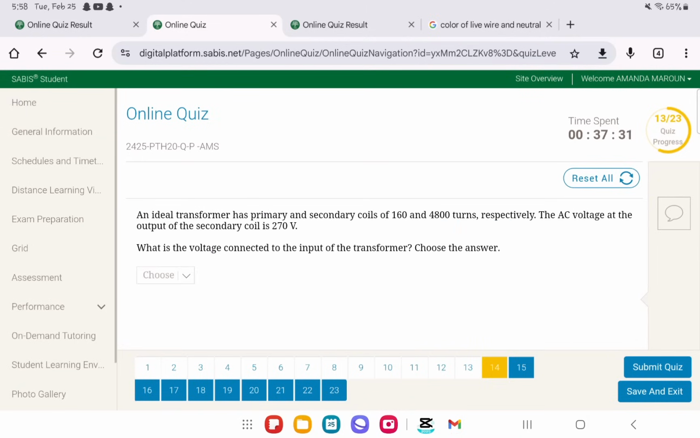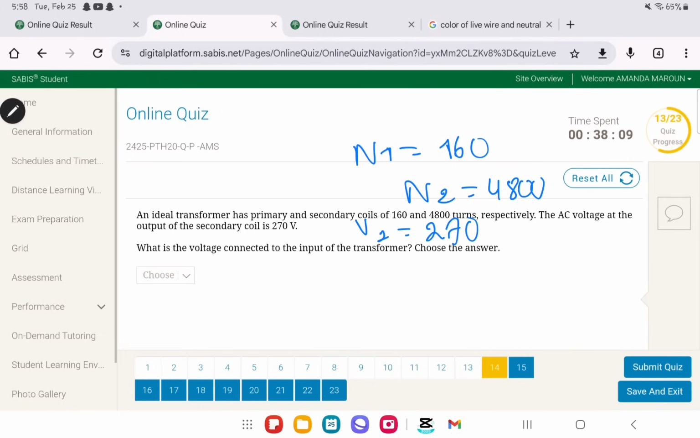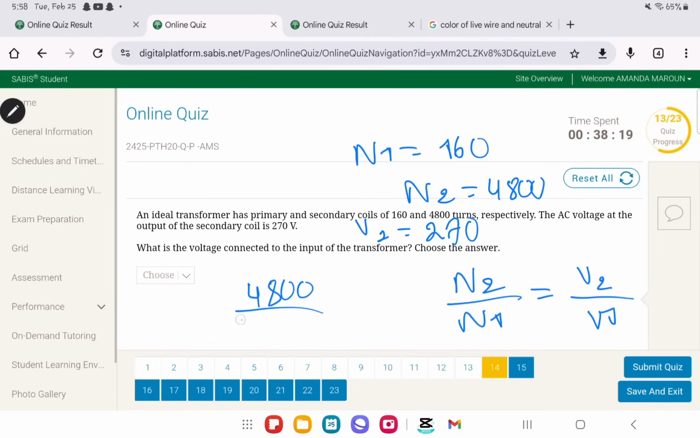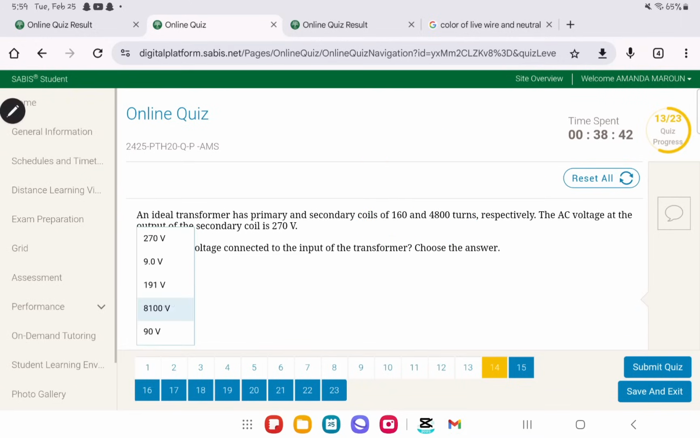They told us an ideal transformer has primary and secondary coils of 160 and 4,800 turns respectively. The AC voltage at the output of the secondary coil is 270 volts. They need the voltage connected to the input of the transformer. Very simply, the primary coil N1 is 160, secondary coil N2 is 4,800, and secondary voltage V2 is 270. So N2 over N1 is equal to V2 over V1. So 4,800 over 160 is equal to 270 over V1, which we can denote as X. You can do cross multiplication. You will get 160 times 270 over 4,800, which will give us 9 volts. So very simply, the answer over here is 9 volts.